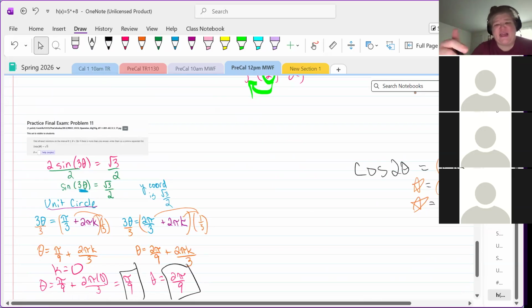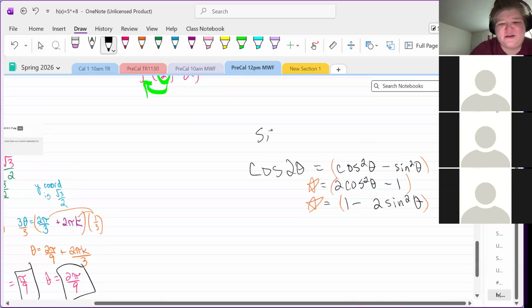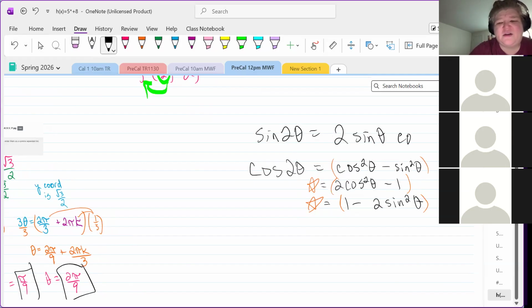Because the formula for sine 2 theta isn't as nice. It's 2 sine theta cosine theta. And figuring out how to produce a product of 2 things is not as straightforward. It can be done. It's not impossible. It's just a little weirder.